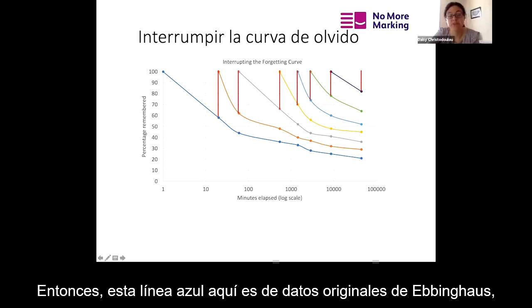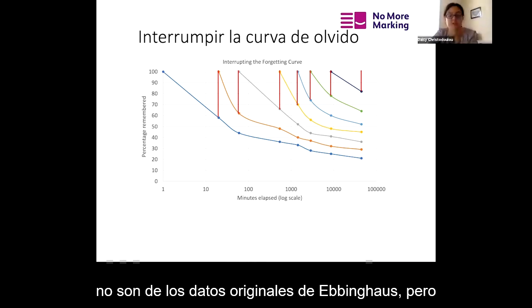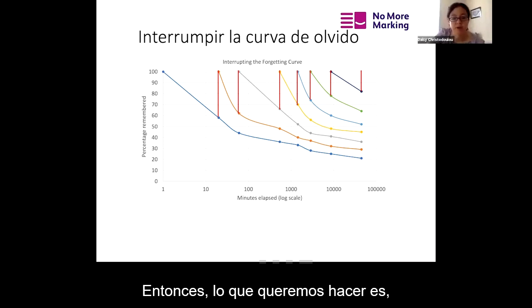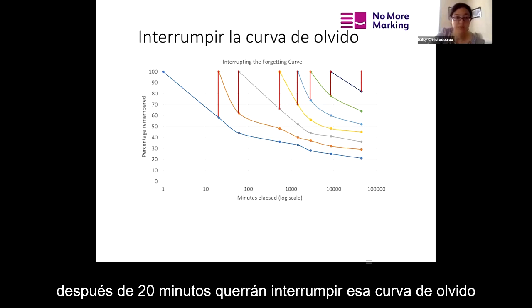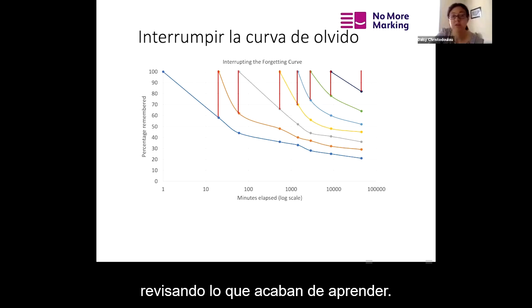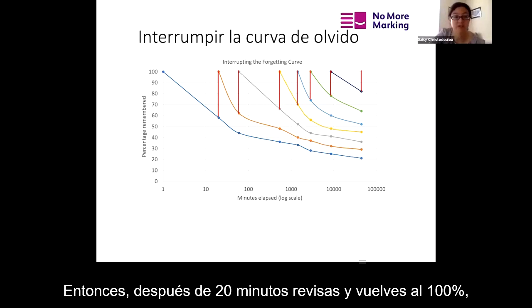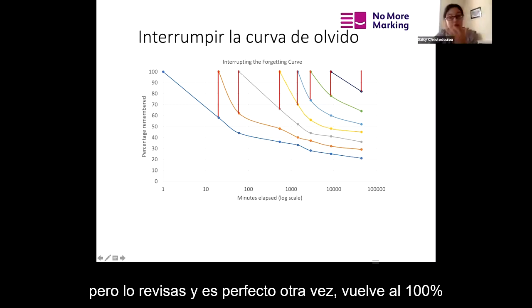So this blue line here is from Ebbinghaus's original data. What I'm going to show you now is actually data I've laid on top of this. This is not from Ebbinghaus's original data, but this is kind of taken from other research showing how you can interrupt this forgetting curve and how you can build memory. So what you want to do is, after 20 minutes, you've learned all your Shakespeare stuff. After 20 minutes, you want to interrupt that forgetting curve by revising what you've just learned. So after 20 minutes, you revise it and you top it up. So after 20 minutes, it's decayed down to kind of 60%, but you revise it and so it's perfect again.